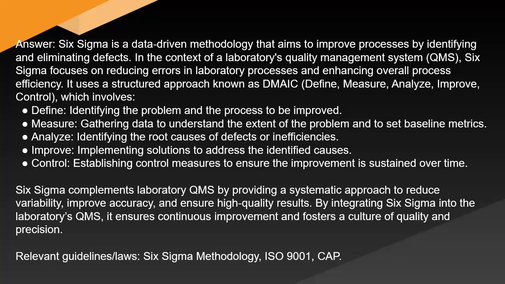Measure: gathering data to understand the extent of the problem and to set baseline metrics. Analyze: identifying the root causes of defects or inefficiencies. Improve: implementing solutions to address the identified causes. Control: establishing control measures to ensure the improvement is sustained over time. Six Sigma complements laboratory QMS by providing a systematic approach to reduce variability, improve accuracy, and ensure high-quality results. By integrating Six Sigma into the laboratory's QMS, it ensures continuous improvement and fosters a culture of quality and precision. Relevant guidelines and laws: Six Sigma methodology, ISO 9001, CAP.